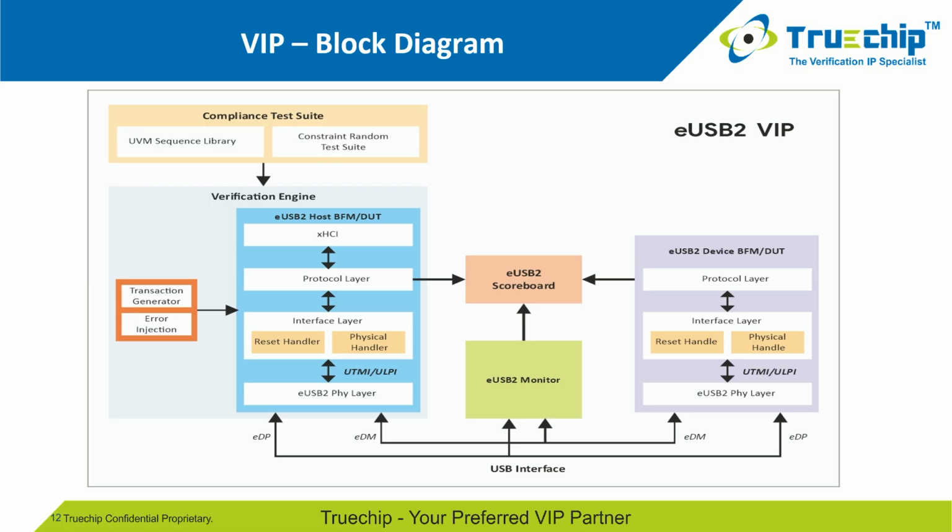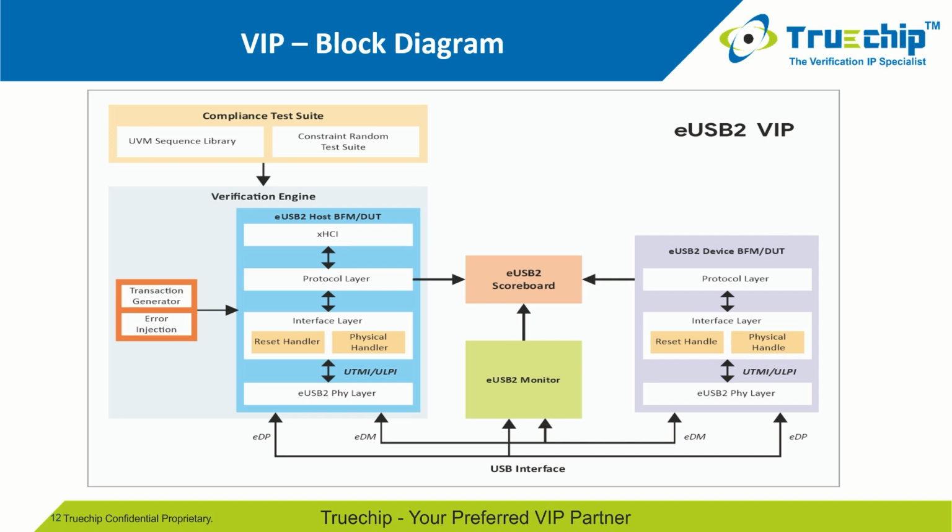This diagram illustrates the architecture of our eUSB2 VIP. At its core, it's designed to simulate, test, and validate your eUSB2 design. Let's break it down into key components. First, we have the compliance test suite. This provides a library of pre-written test sequences based on the eUSB2 standard, as well as a powerful constraint random test suite. These suites ensure your design adheres to the specifications and handles various scenarios effectively.